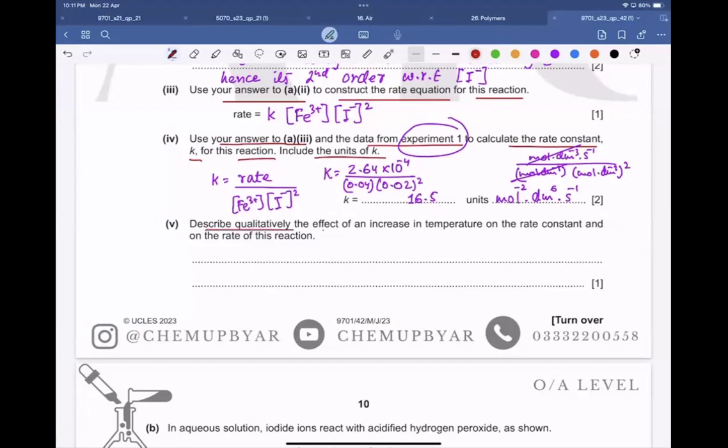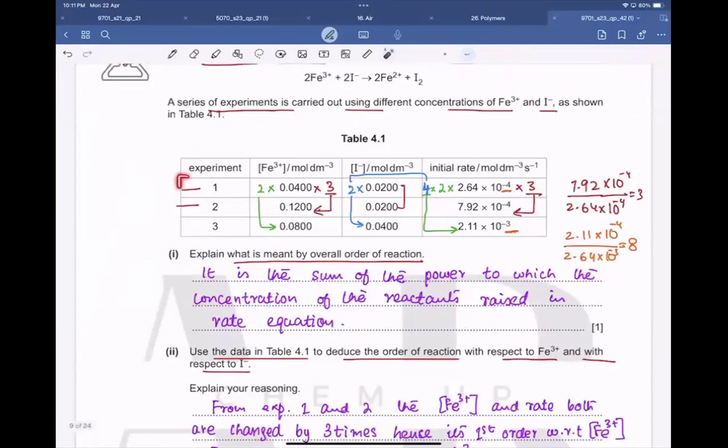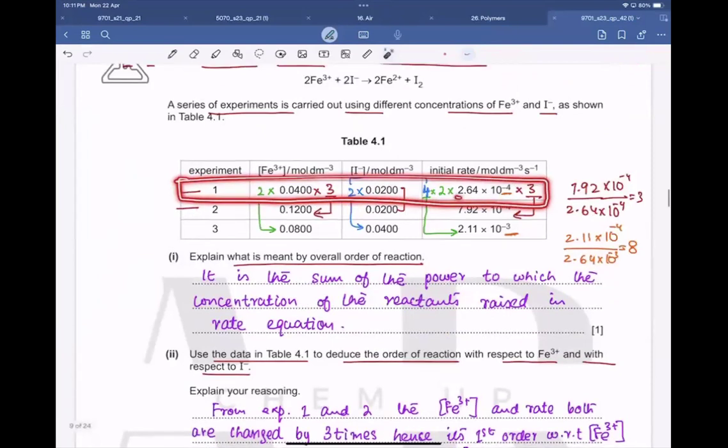Describe qualitatively the effect of an increase in temperature on the rate constant and the rate of this reaction. So if you see, this is the rate equation. Now let's take the example of experiment 1. This is the rate, and right now this reaction is happening at 25 degrees Celsius. If this reaction occurred at, let's suppose, 100 degrees Celsius, would the rate be the same? Yes, very good, Maham. The rate would increase at a higher temperature. Will the rate increase or stay the same?